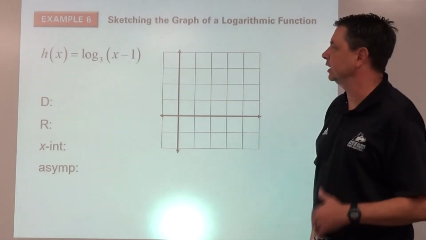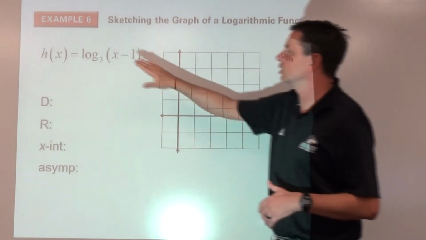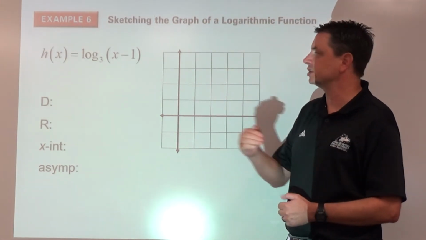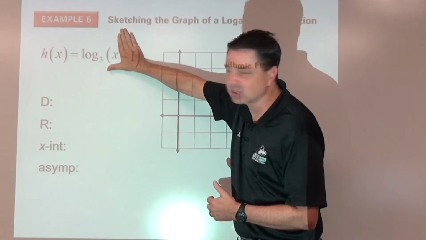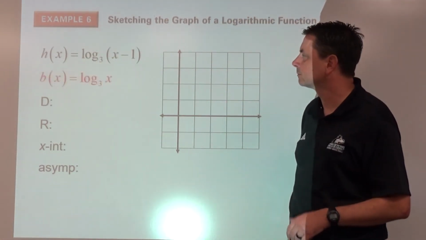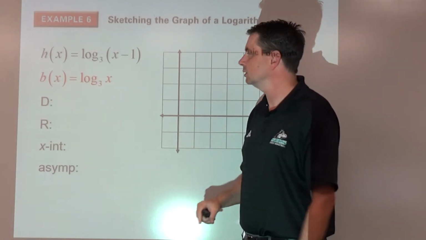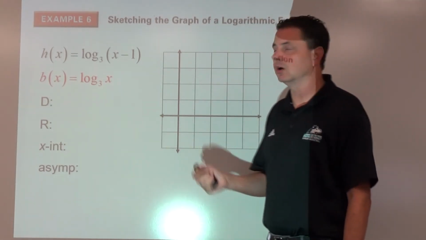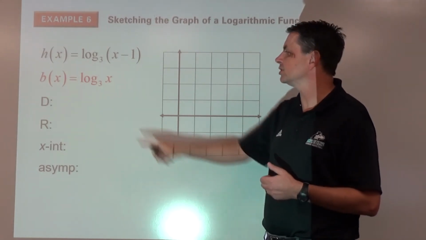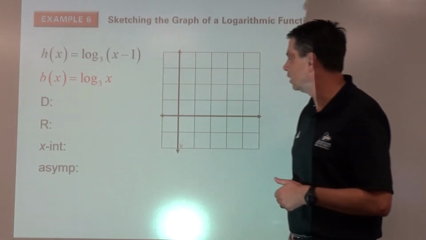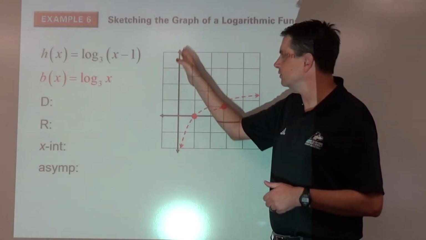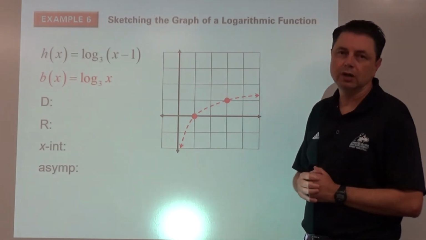Let's use that idea to do example number 6, where we have to sketch the graph of this. First we want to graph the parent function, which is log base 3 of x. That's our base function. As we just went over, the points are (1, 0) and (base, 1), so (1, 0) and (3, 1) are the two points.